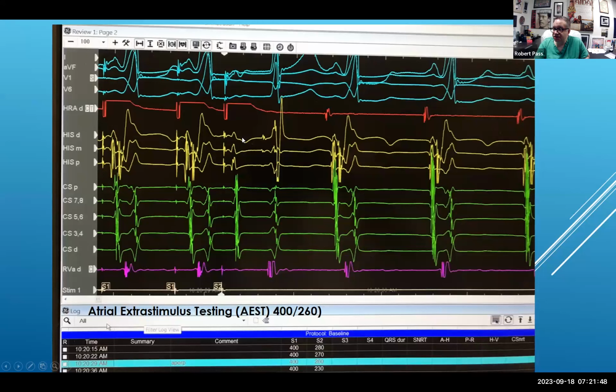And at 260, finally, we block, and we see clearly that the A, H, and His, there's a very long PR interval with a narrow QRS. So this is actually the accessory pathway effective refractory period, we would say is 400, 260. So again, not the highest risk, but not a low risk pathway either.